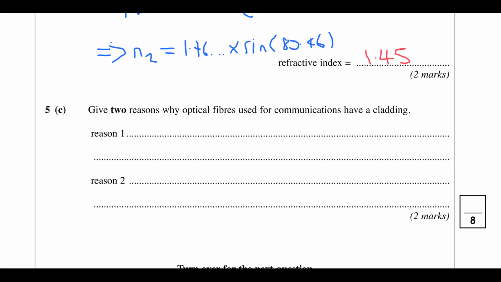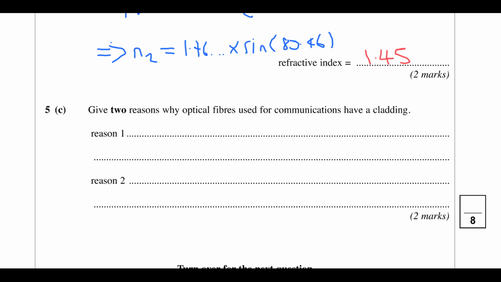State 2 reasons why optical fibers used for communications have cladding. So one thing would be to protect the glass in the middle from scratches and breaking. That helps, and you can also use it to increase the critical angle, so that's quite useful as well. And also it would stop signals going from other optical fibers.